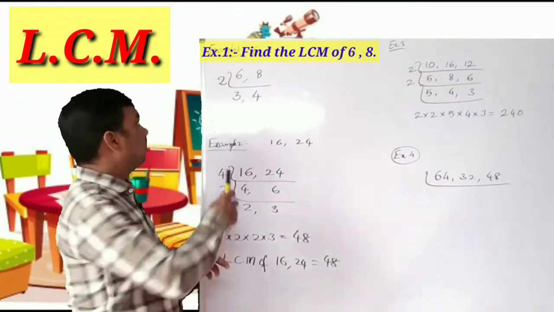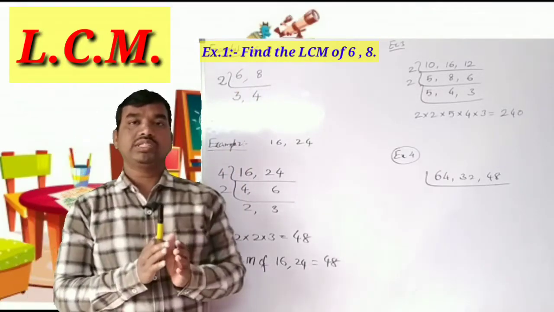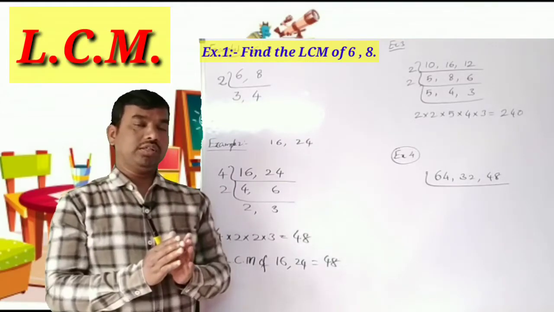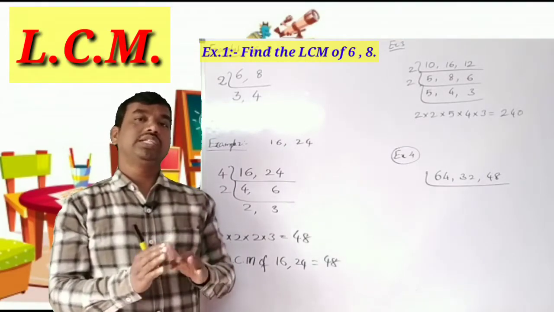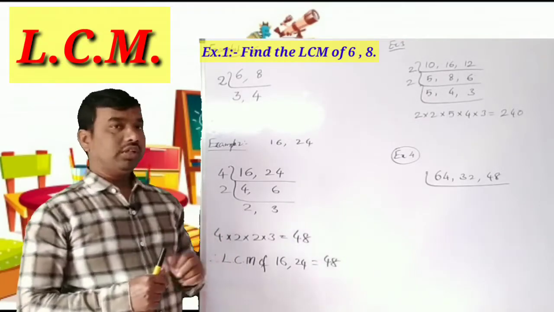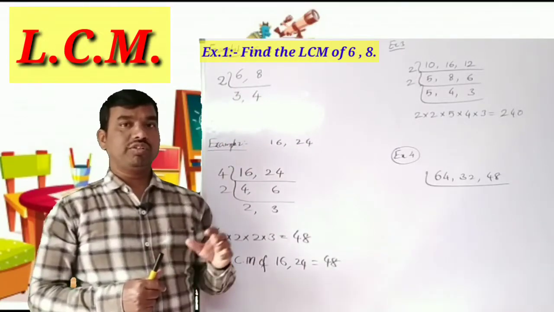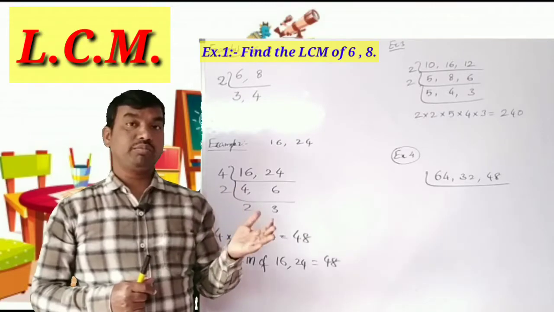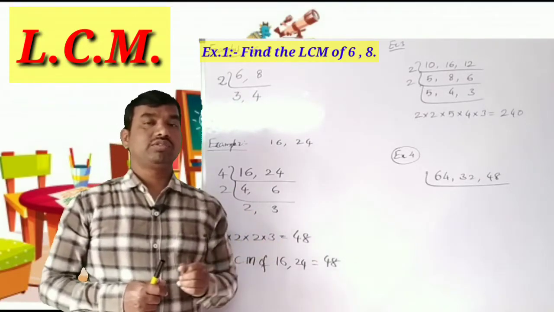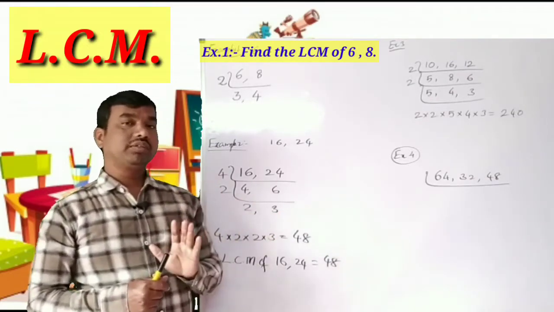Okay. So by 2 we have to divide these two numbers. What is the condition? At least two numbers should divide by the taken number. Here two numbers are there, so two numbers should divide. If you take 3 numbers, 4 numbers, 5 numbers when you are finding LCM for those numbers, at least two numbers should divide by the taken number.